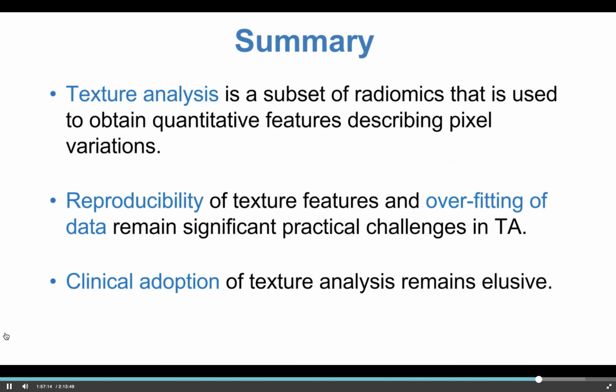So I'll summarize by saying that texture analysis is really a subset of radiomics that is used to obtain quantitative features describing pixel variations. Reproducibility and overfitting of data remain significant practical challenges in texture analysis and in radiomics in general. And one of the learning objectives was, is it clinically applicable? Not yet. There's been a lot of progress, but ultimately we need to put these to the test in a prospective trial, usually as a correlative study to, say, a pharmaceutical trial, to really say that it's ready for prime time. So I'll stop there and I'll be happy to take any questions.